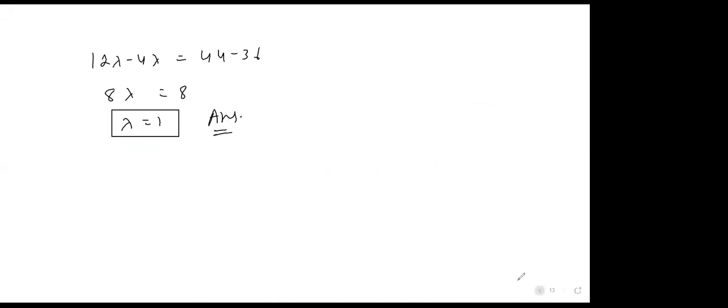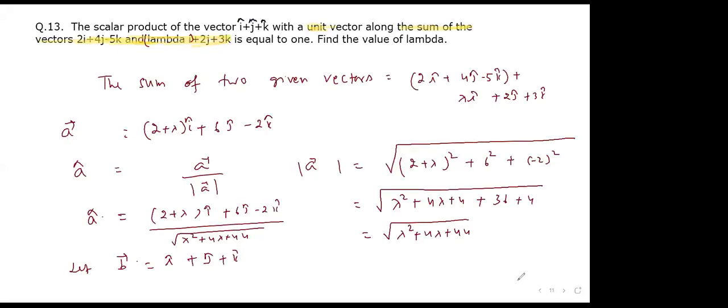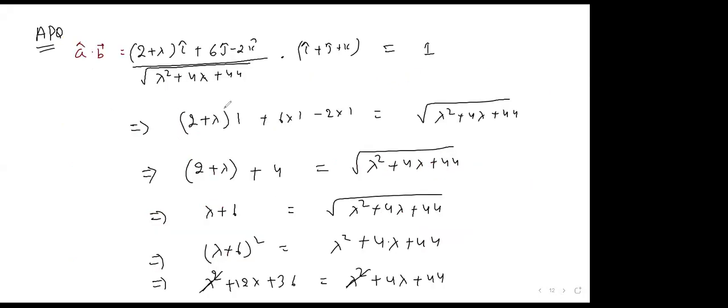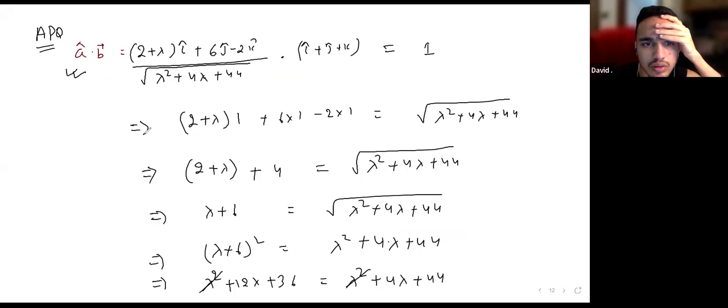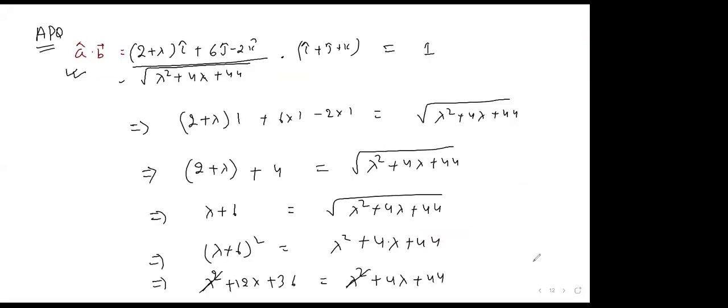We need to find the value of lambda. You can do this in one step as well. You need to add the two vectors, and then take the dot product. This means you can do just one step, and then you can simplify. So the major step is this only: A cap into B, the unit vector of it. Now coming to question number 14.